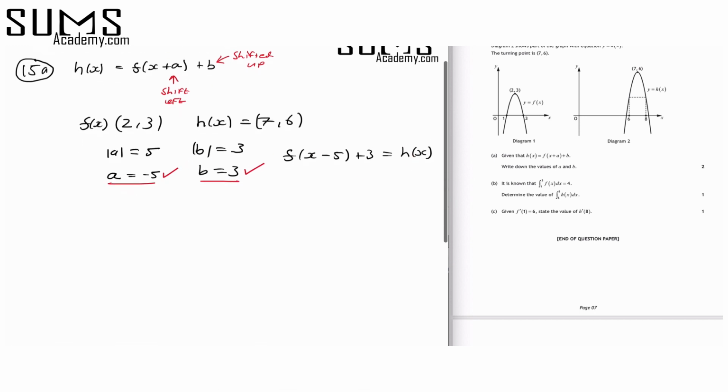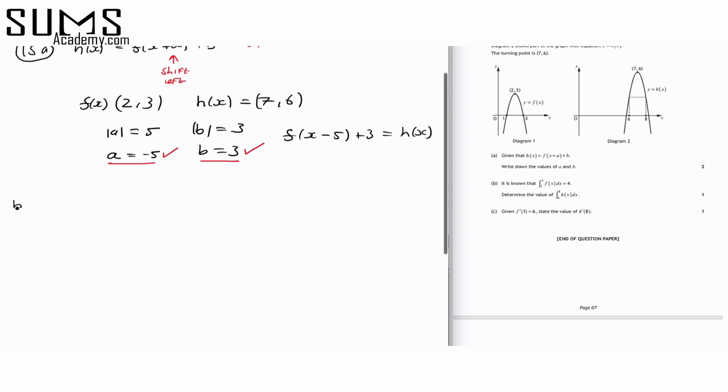Okay, on to part B now. It is known that the integral between 3 and 1 of f of x is equal to 4. So what does that mean? Well, basically that just means that the area inside here is equal to 4, and we're asked to determine the value of the integral of h of x when it's taken between 6 and 8. So we're basically being asked what is the area here and here in this expression.